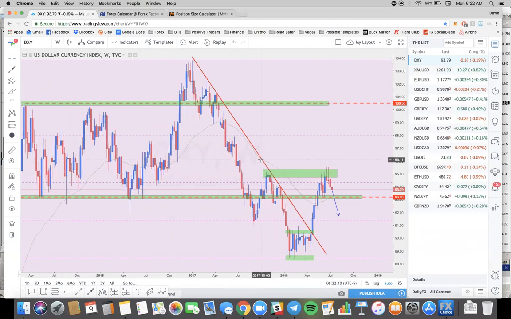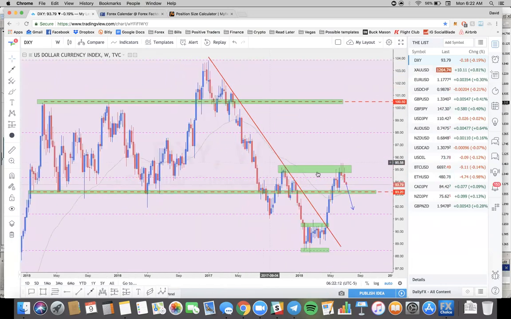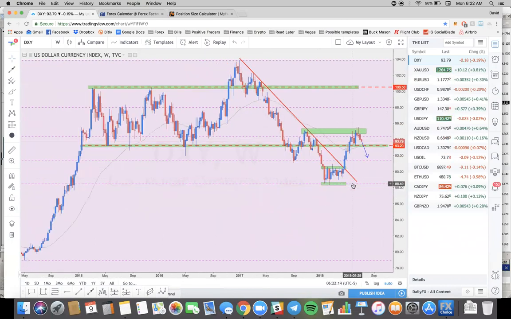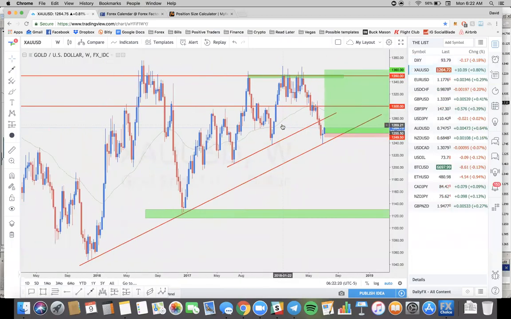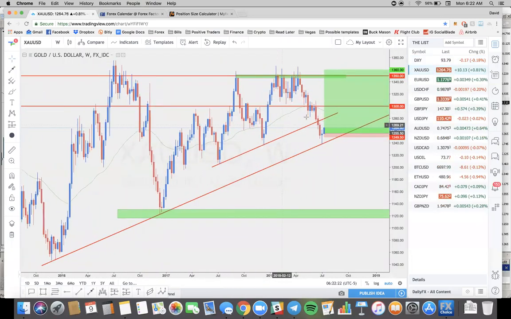the TradingView, you can see there's just major resistance on the dollar index. It just looks very, very nice for selling right now. So among those, just look for selling the dollar index. Look for buying gold, major nice support off of the trend line right here.